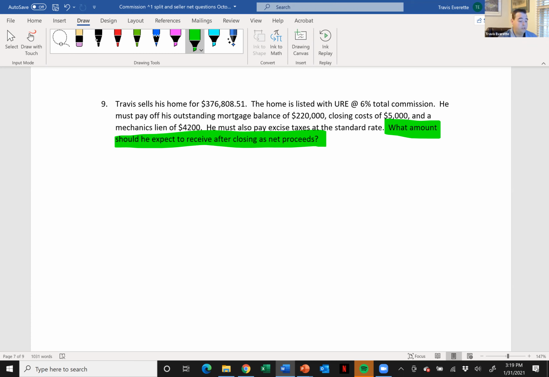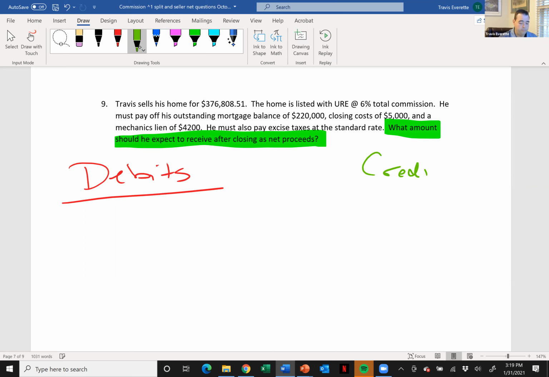When I see that question, I know I'm going to have my 2 columns. I'm going to have my debits and I'm going to have my credits for my seller. I'm only looking at the seller's debits and credits, and we're going to start the hunt here. It says Travis sells his home for $376,808.51. That's a credit. There's his sales price.